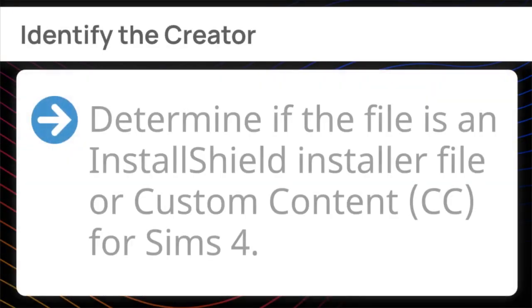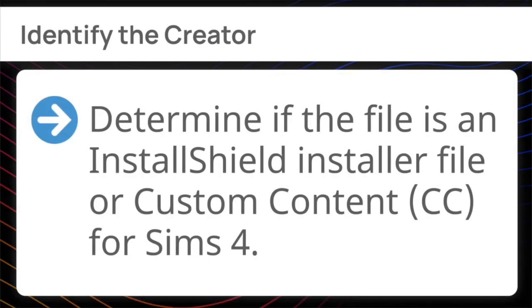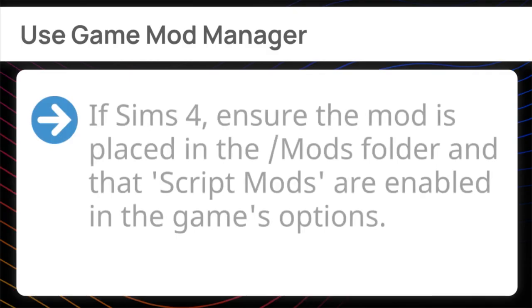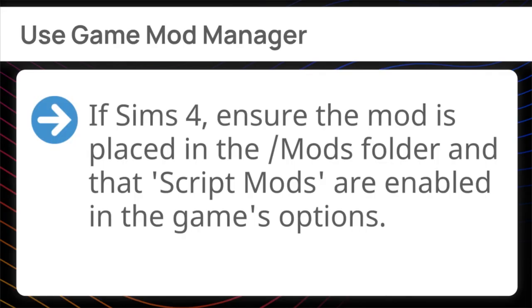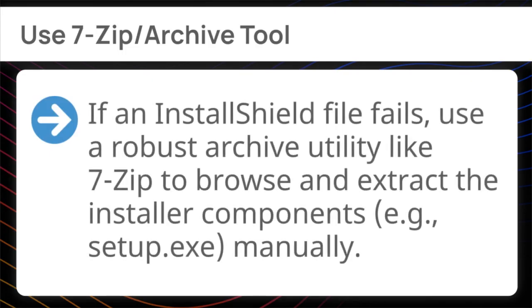First, identify the creator. Determine if the file is an InstallShield installer file or custom content, CC for Sims 4. Next, use Game Mod Manager. If Sims 4, ensure the mod is placed in the mods folder and that script mods are enabled in the game's options. Finally, use 7-zip archive tool.